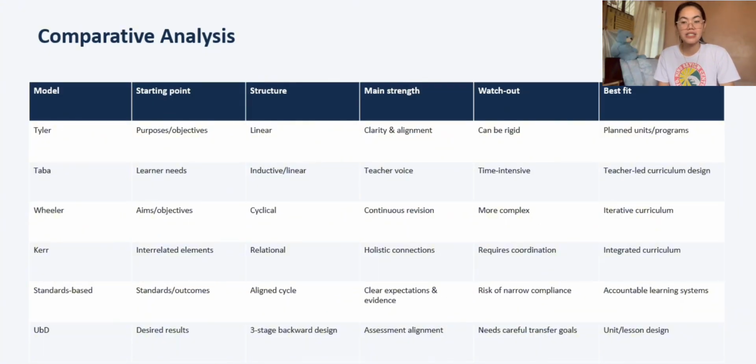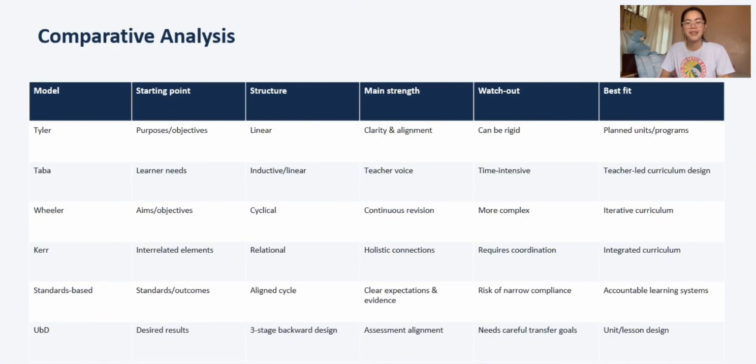The main lesson is simple. Start with the expected learning, align the assessment and instruction with it, collect evidence, and use that evidence to improve learning. A good curriculum is not a simply collection of lessons and activities. It is a purposeful and aligned plan that helps learners achieve meaningful outcomes.